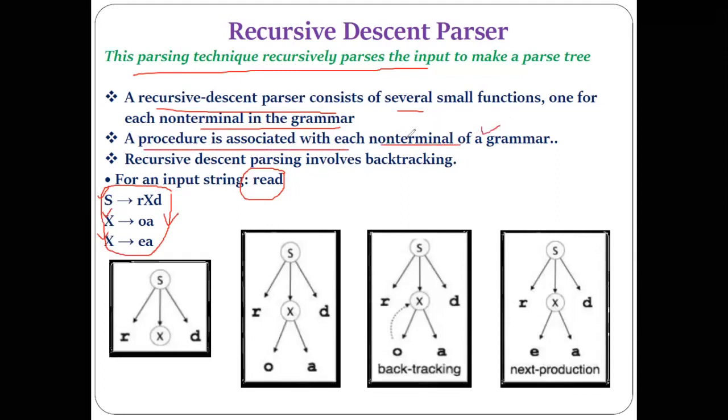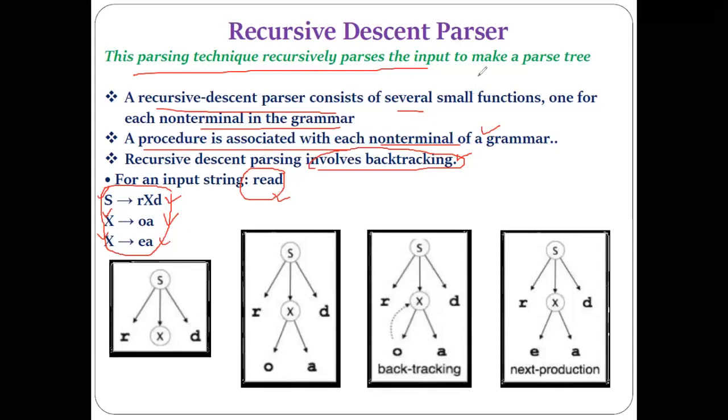A procedure or function is associated with each non-terminal of the grammar. How to write that procedure or function, we have seen in the example in the physical lecture. Here we are just going to implement the practical example. The main thing in the recursive descent parser is that it requires backtracking. Now what exactly backtracking is and why it is required, let's see. The main thing to keep in mind is that this parser doesn't give us any idea about which production rule we should utilize, so sequentially we have to choose the production rules one by one.